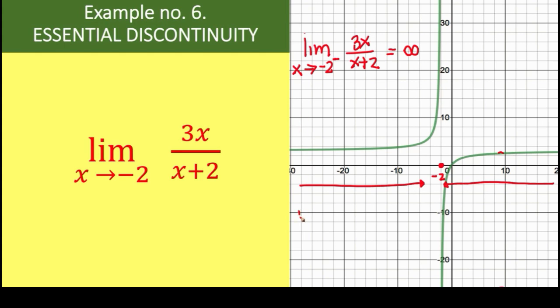So we now say that the limit of 3x over x plus 2 as x approaches negative 2 from the right is negative infinity. Now, since the left hand and the right hand limits do not agree, one is going to positive infinity and the other is going to negative infinity, then we now say that the limit of this function does not exist. Let's take another example.